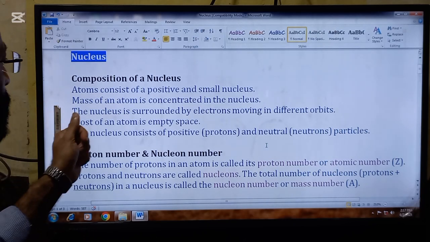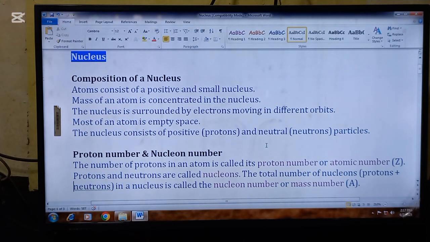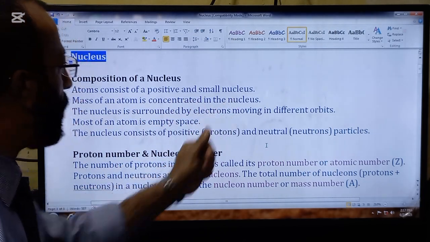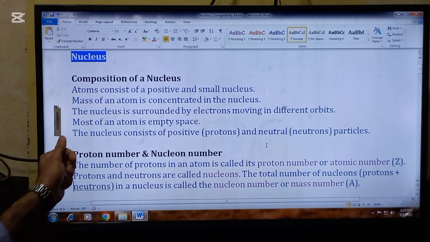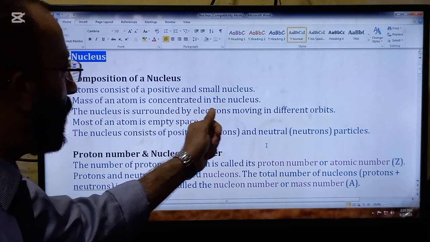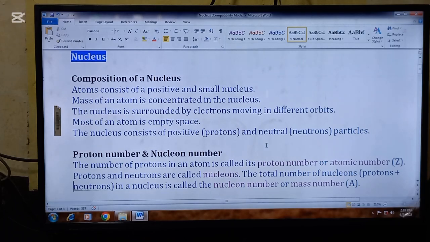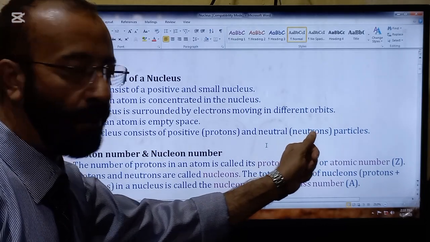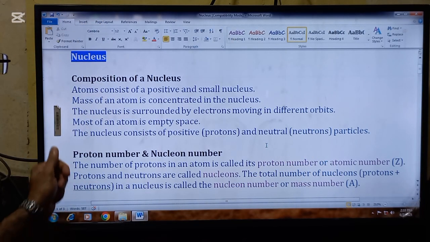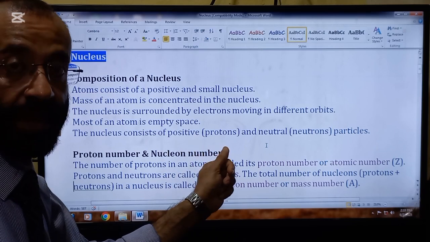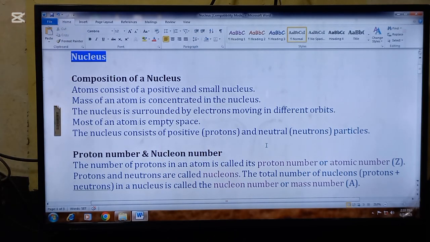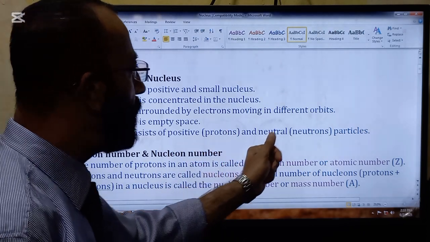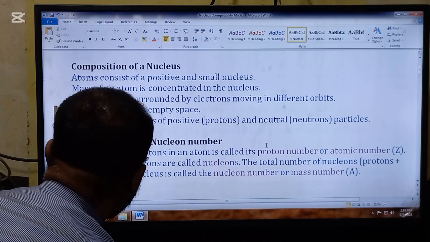Nucleus. Composition of a nucleus. Atoms consist of a positive and small nucleus. Mass of an atom is concentrated in the nucleus. The nucleus is surrounded by electrons moving in different orbits. Most of an atom is empty space. The nucleus consists of positive protons and neutral neutrons particles.